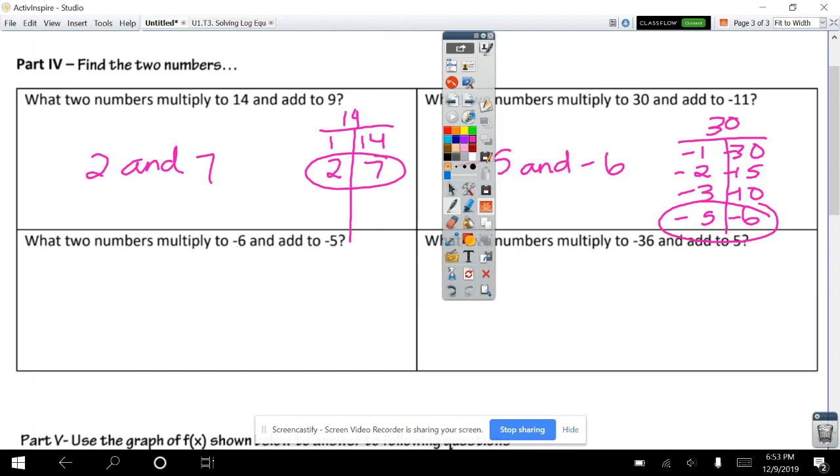Put two numbers that multiply to -6 and add to -5. Well, I'll make a factor chart for 6. 1 and 6, 2 and 3. I need to multiply to a negative and add to a negative. So if I need to multiply to a negative, one should be negative and one should be positive.